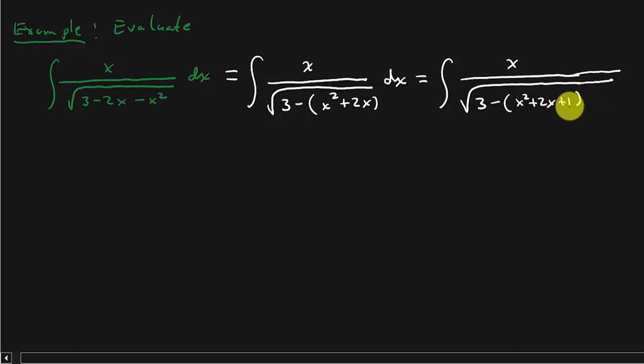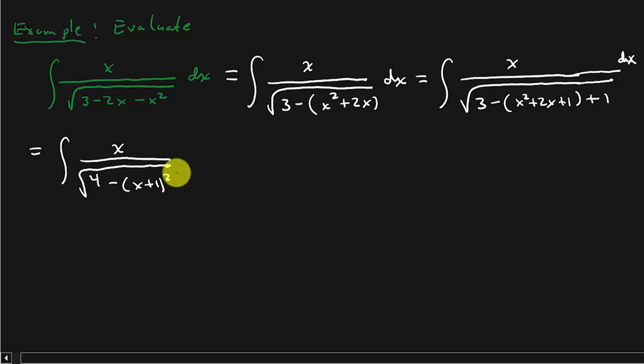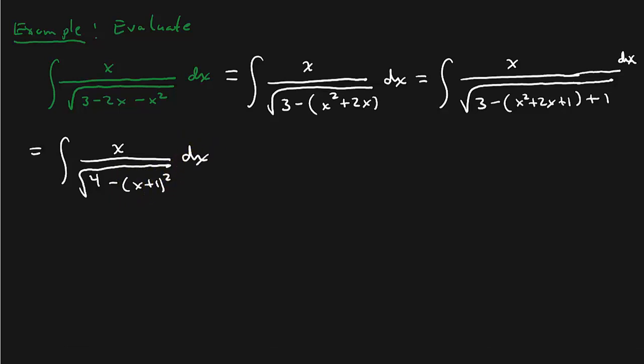And then since I added 1, I have to subtract 1. But notice this negative in front. If I distribute that negative, it's like it's minus 1. So that means I've got to come out here plus 1. And let's not forget the dx. And so this is going to give me x over 3 plus 1 is 4. And then this is a perfect square trinomial, so that's minus x plus 1 squared dx.